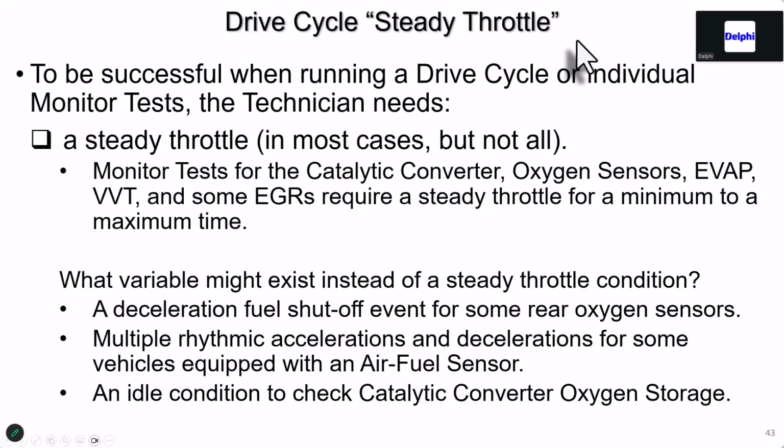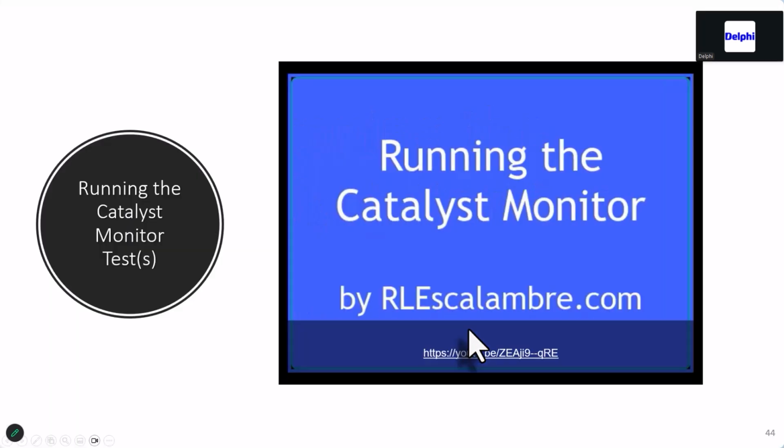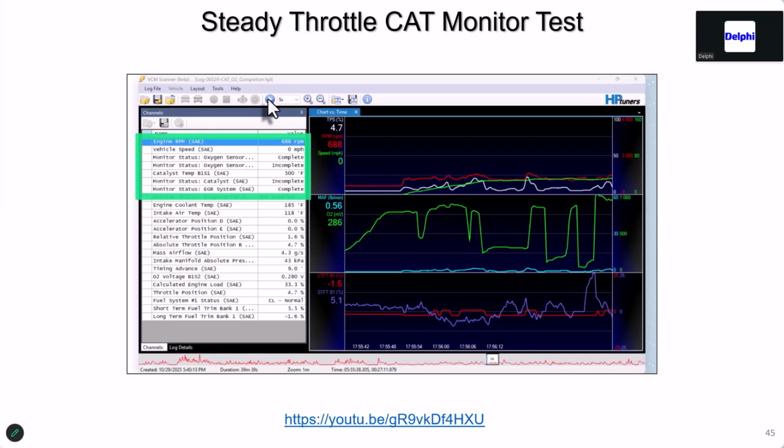Okay, drive cycle, steady throttle. In most cases, for most of the monitor tests, a steady throttle will do the job. But there are some cases where you don't want a steady throttle. I'll show you a couple examples. Deceleration fuel cutoff events for the rear oxygen sensors. That's why you might have some problems with some Fords. You might have some problems with some Nissans. We need fuel cuts on the rear O2. Multiple rhythmic accelerations and decelerations for some with air fuel sensors. I'll show you these. And idle CAT checks for oxygen storage. So I'm going to skip this one right now. This is on the website. You can take a look at that.